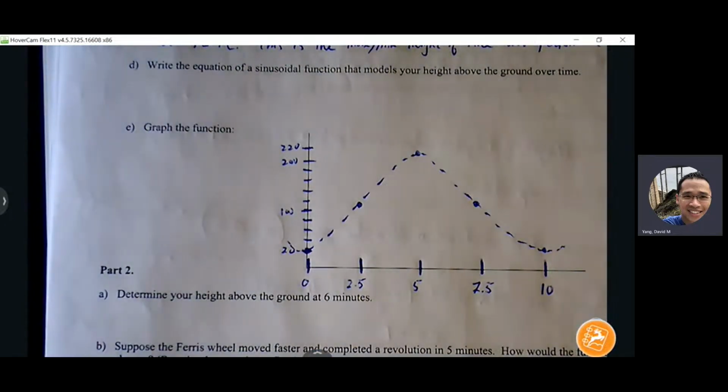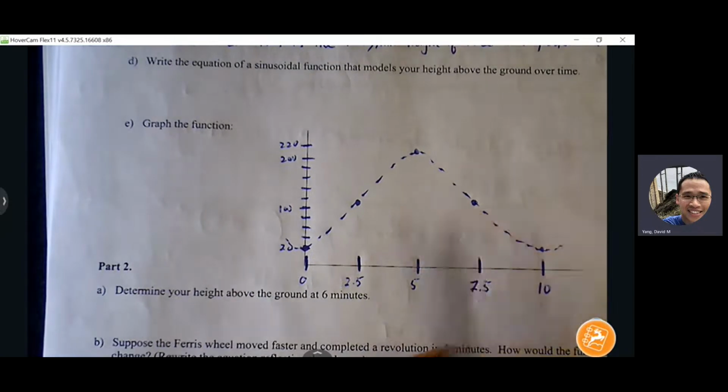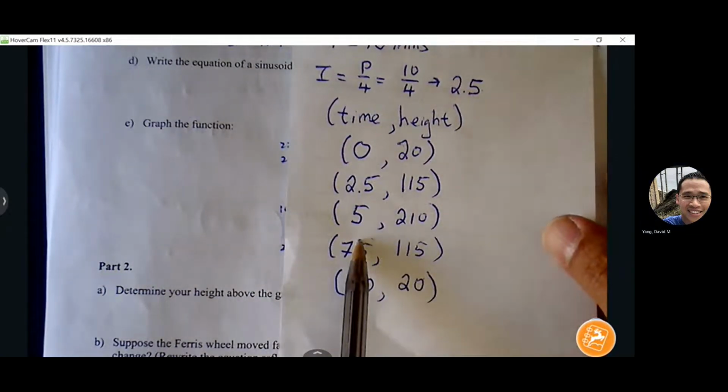Why'd you go back down at 7.5? Why'd I go back down at 7.5? Because, well, if you think about this ride, right?